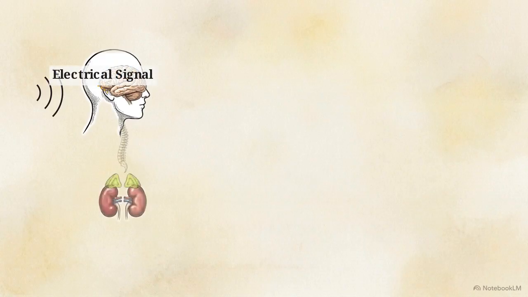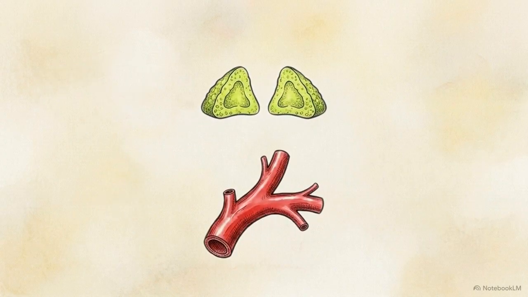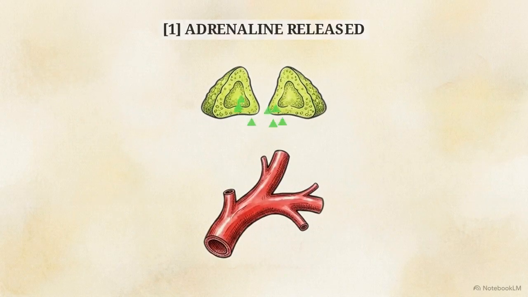This diagram tracks the immediate biological reaction. The sound waves hit your ear and a rapid electrical signal shoots straight to your brain. Your brain processes the threat and fires a signal down the nervous system directly to the adrenal medulla. Zooming in on the adrenal medulla, we see the chemical response take over. The gland secretes adrenaline molecules, shown here as green triangles, directly into the bloodstream.